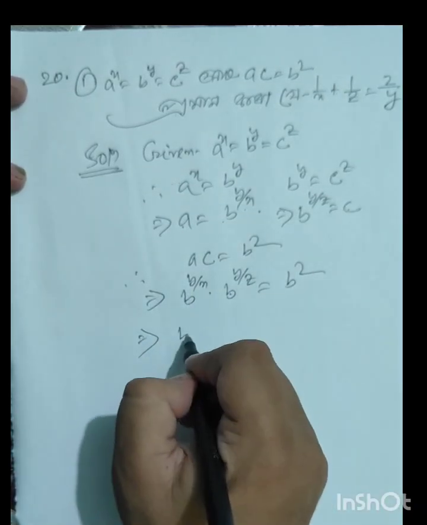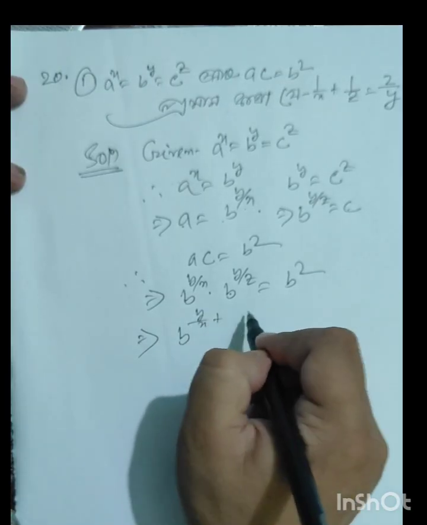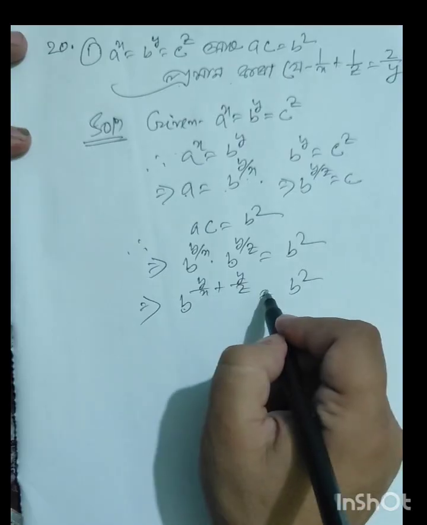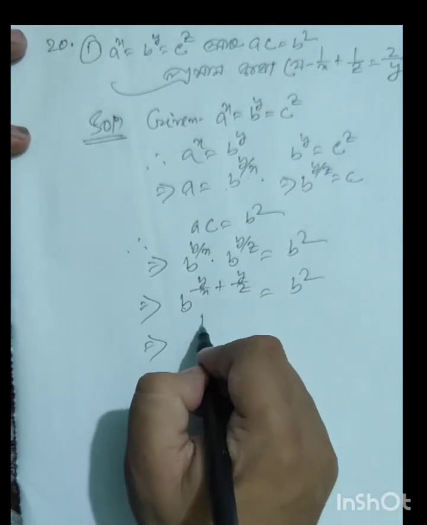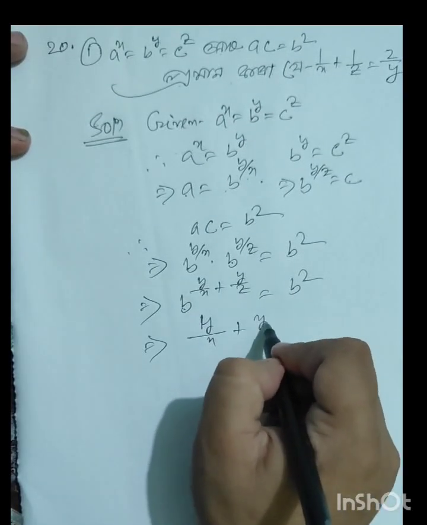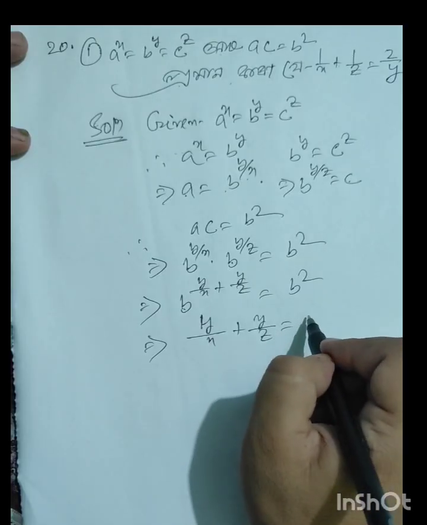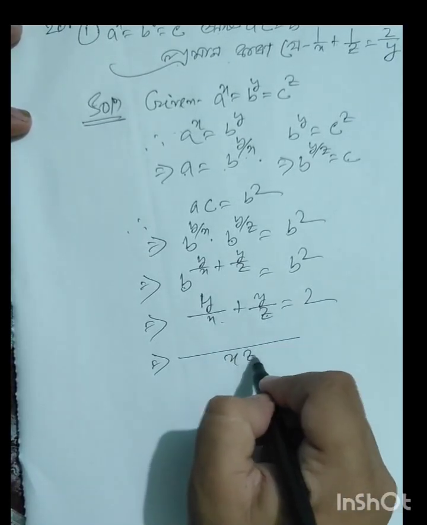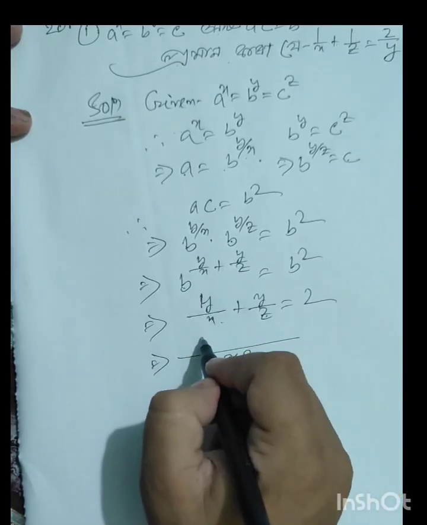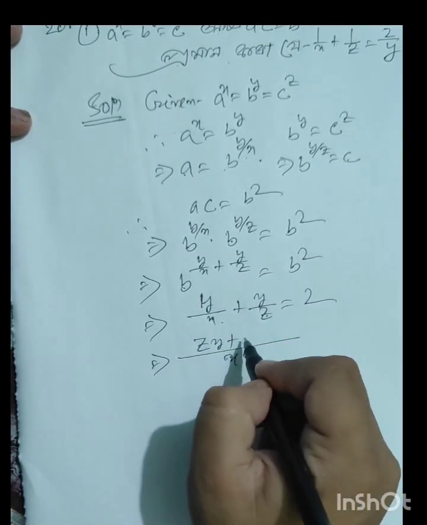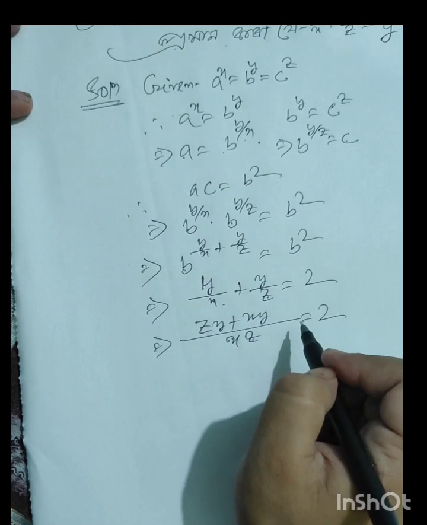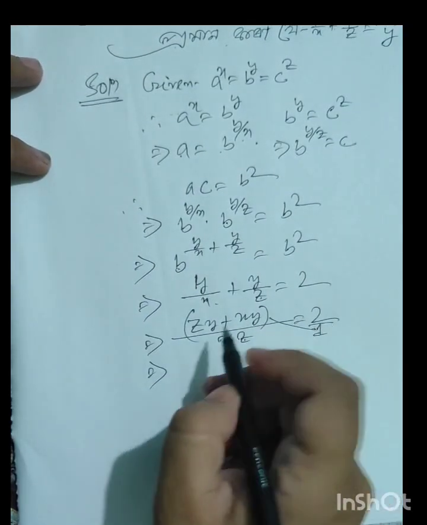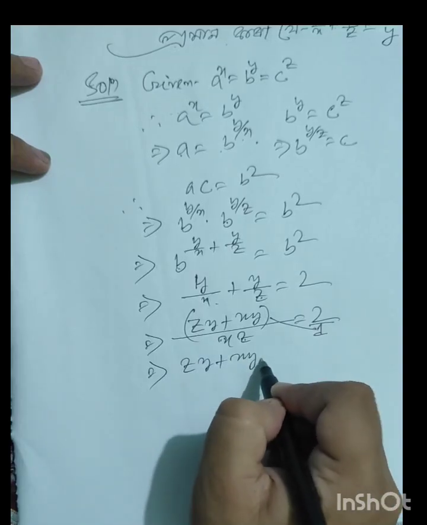এতিয়া বেস সেম আছে, পাৱাৰ প্লাছ হ'ব b to the power y by x plus y by z equal to b square. যেহেতু both side বেস সেম আছে, গতিকে ইয়াৰ পাৱাৰ সেম হ'ব, y by x plus y by z equal to 2. এতিয়া x আৰু z ৰ এলচিয়াম xz, x ৰে x cancel, z ৰে y পূৰণ zy, z cancel, xy equal to 2.